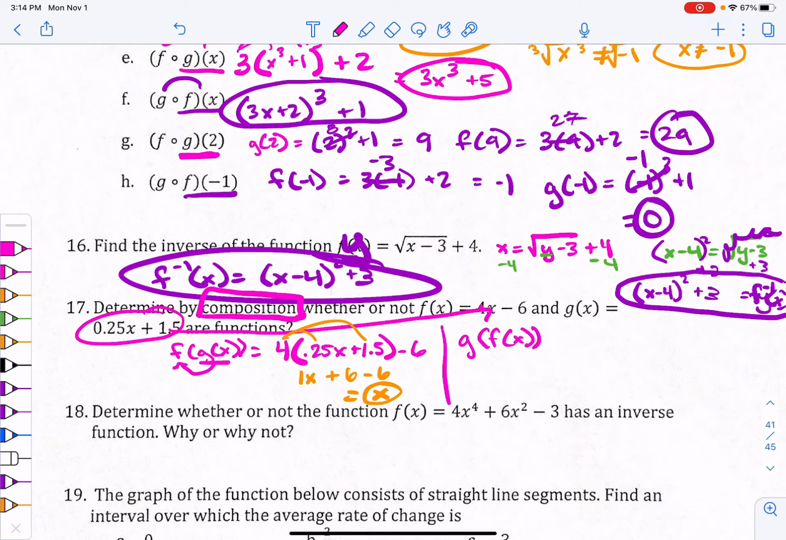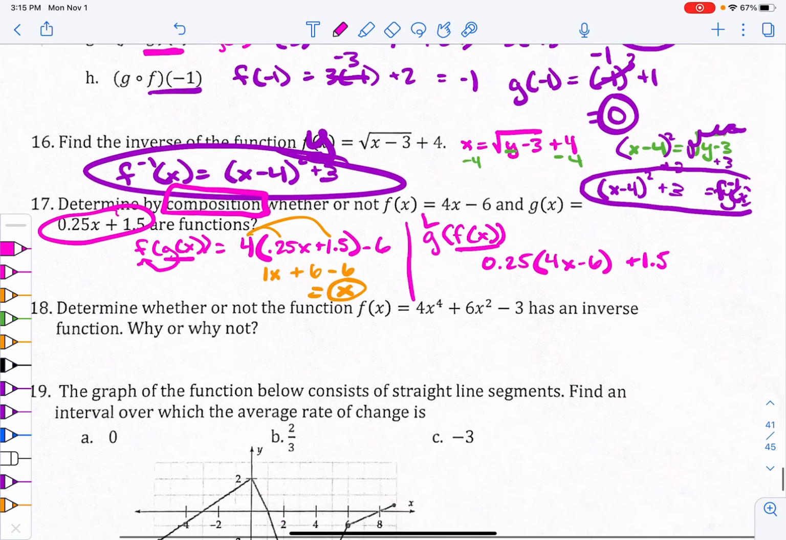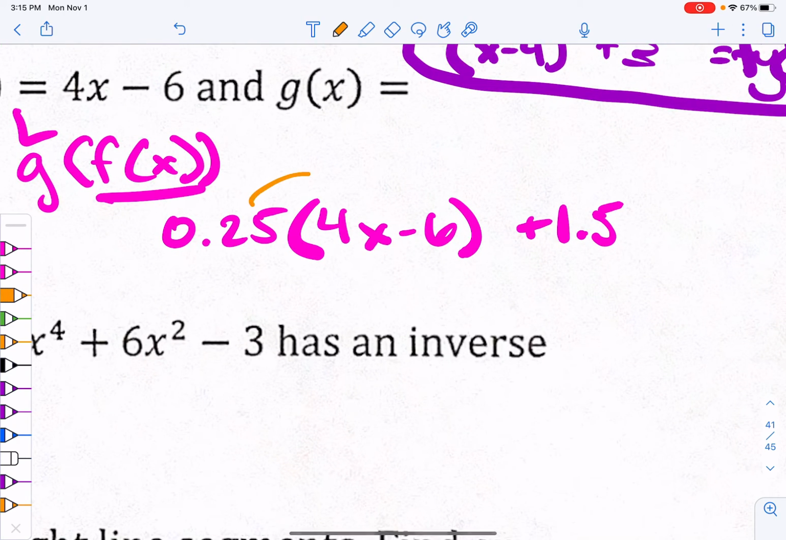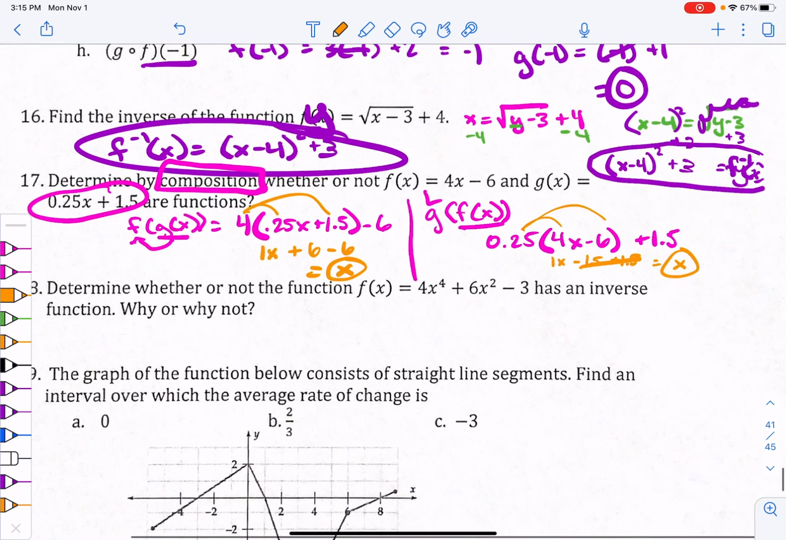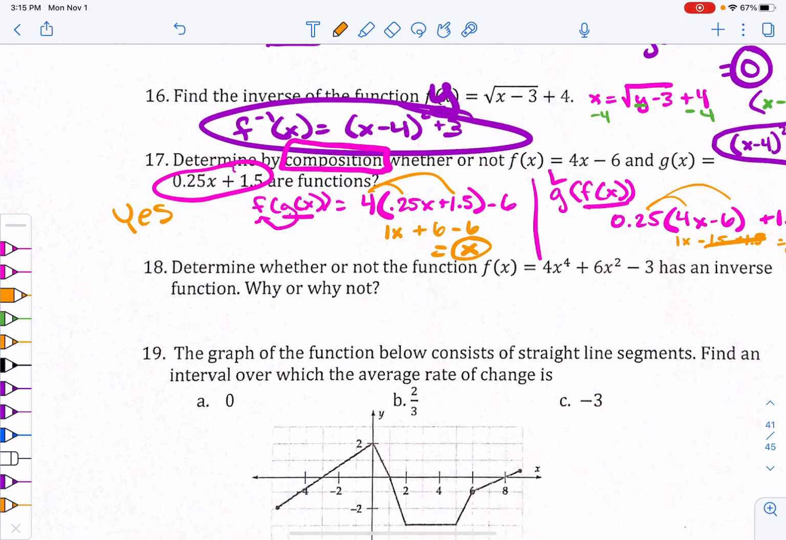Next, we're going to plug f into g. So 4x minus 6 is going to go into this function here. So 0.25 times 4x minus 6, and then plus 1.5. All right, so now let's distribute that 0.25. So 0.25 times 4 is 1x, and 0.25 times 6 is negative 1.5, and then plus 1.5. Those two are going to cancel out, so I just get x again. So that tells me, yes, they're inverses.